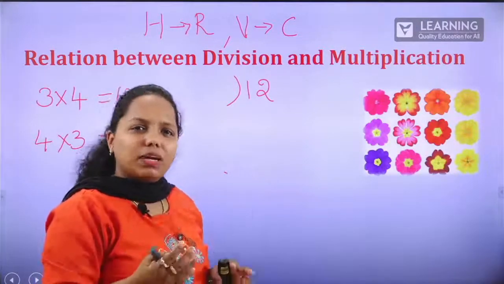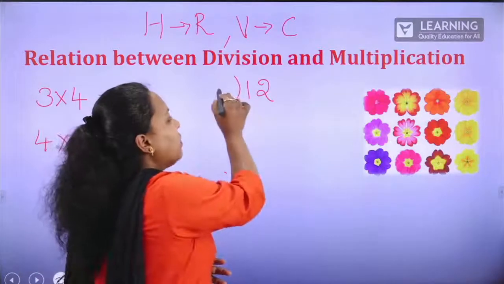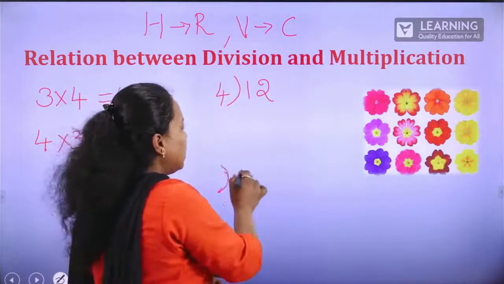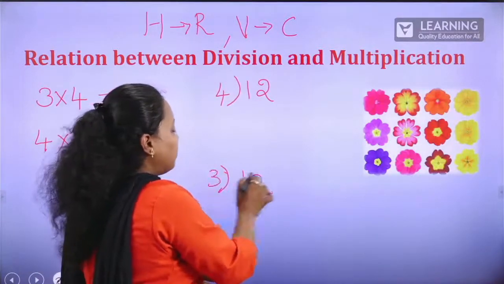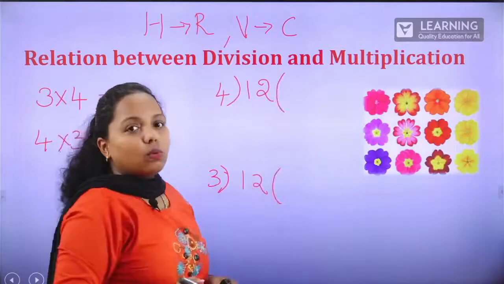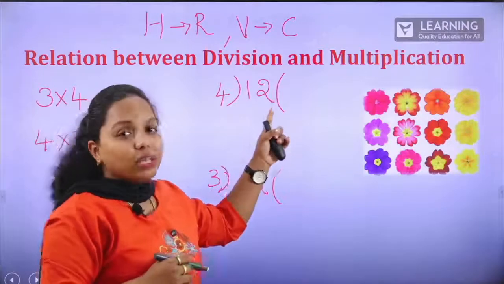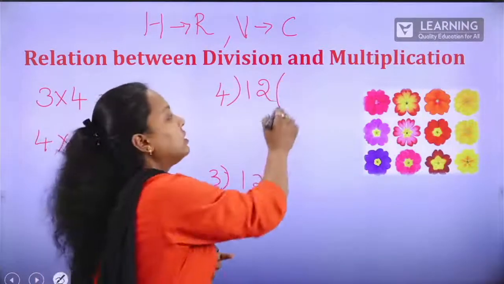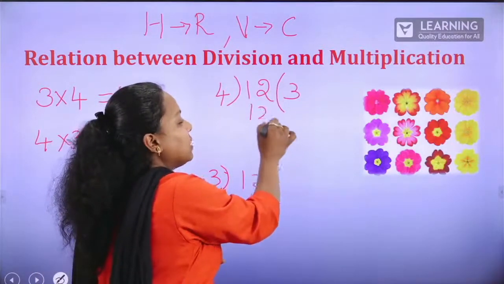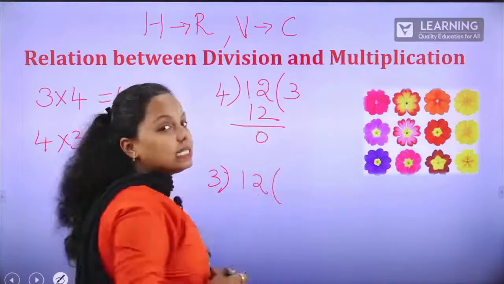Let me take multiplicand or let me take multiplier. So, now I'll be taking one different thing. Now, what is the quotient I am getting? So, 4, how many are 12? So, 4 threes are 12 over there. So, what is the remainder? It is 0 over there.